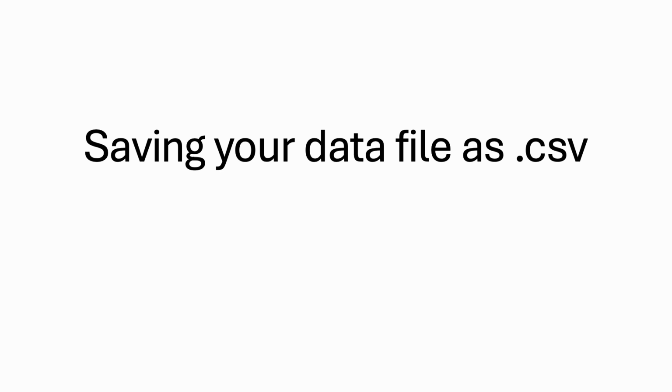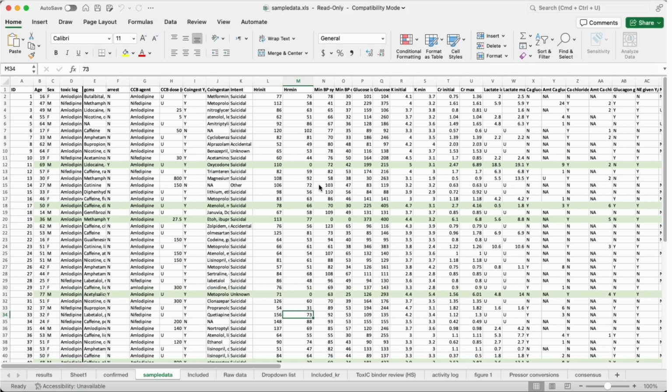So what you have to do now is open your data file, save it as a CSV, and move it to your working directory. So I will show you how to do that here. I pulled up the sample data set that we're going to be importing into R. And really quick, let's just take a look at what we have here.